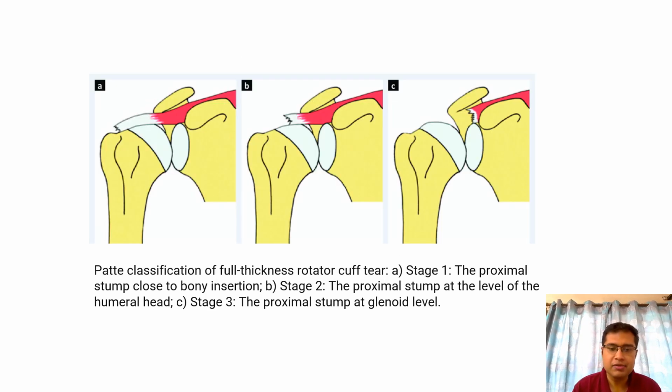Now this is the Patte's classification of full thickness rotator cuff tear. This is stage 1, stage 2, stage 3. In stage 1, there is minimal retraction, so the proximal stump is near the bony insertion only. While in stage 2, the proximal stump is at the level of the humeral head. There is significant retraction. In stage 3, there is a lot of retraction and the proximal stump is at the glenoid level. So it is very important to give this particular classification for the surgeon to actually plan the surgery, as to whether this patient will require a tendon graft or otherwise.